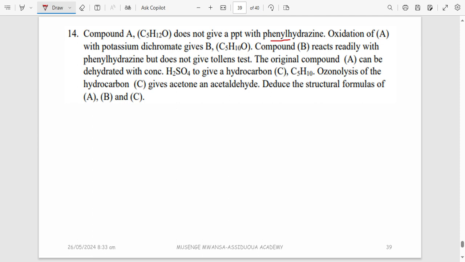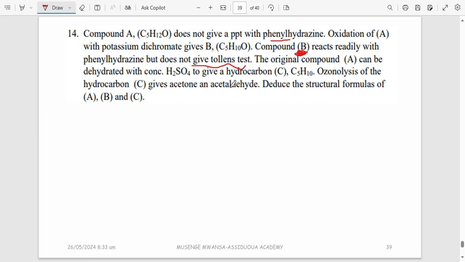Okay. The meaning of that one is, you remember phenylhydrazine is a test, Brady's reagent, meaning that it doesn't have a carbonyl group. Brady's reagent is for carbonyl groups. So compound A is not a carbonyl, and oxidation of A with potassium dichromate gives B. Compound B readily reacts with phenylhydrazine, now meaning that B is a carbonyl group. And then they've said it does not give a Tollens test. What does that mean? It's not a ketone, it's an aldehyde.